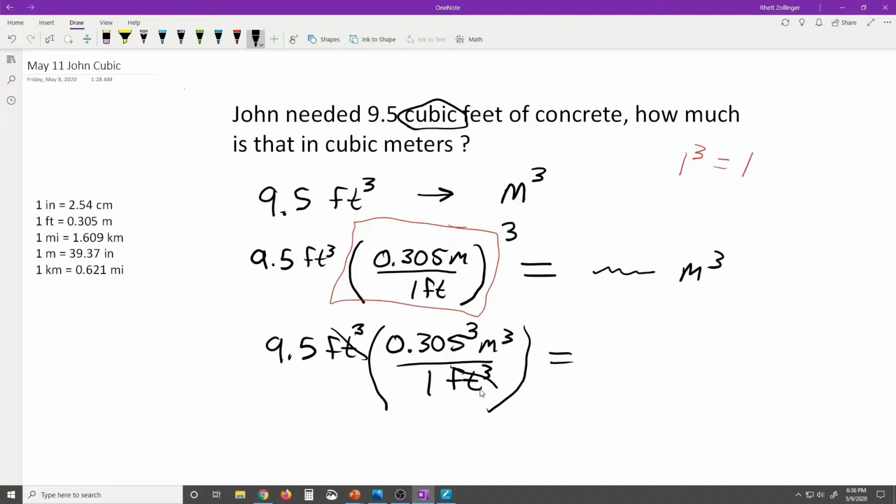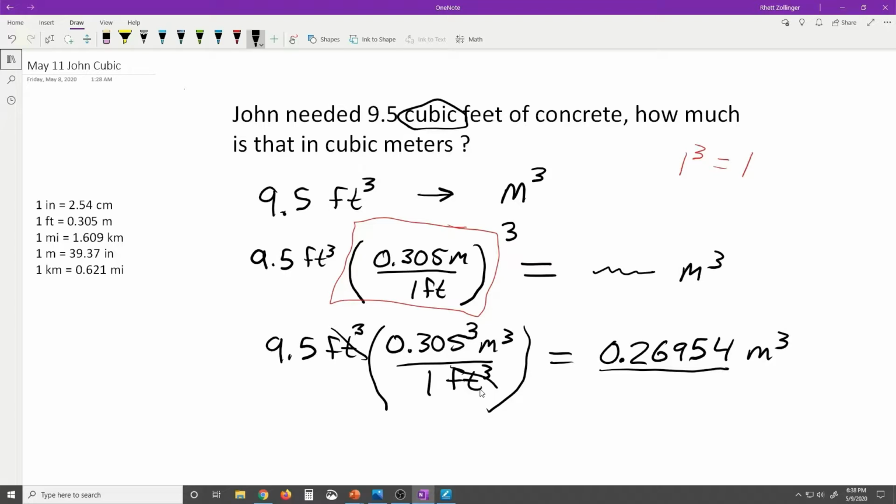Now I can plug all of that into a calculator and I get 0.26954, I'll just write everything out that I had, meters cubed. All right, now later we'll talk about what is the appropriate way to write this final answer, and it's not going to be that. We'll get into that a little bit later when we talk about sig figs, but that is the correct numerical answer.